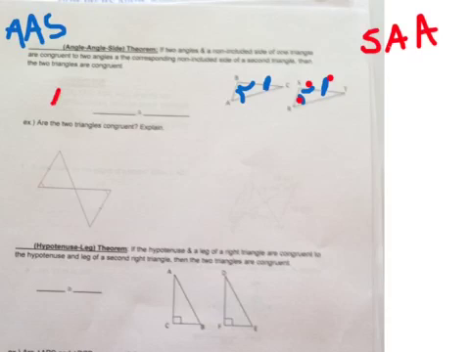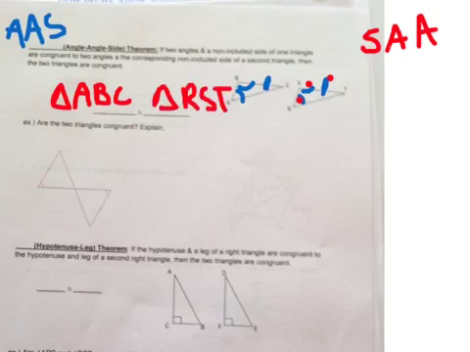So in this case, these triangles would be congruent, so I could write triangle ABC is congruent to triangle RST. Okay, so there's another. I think that's our third one so far, or maybe it's our fourth.